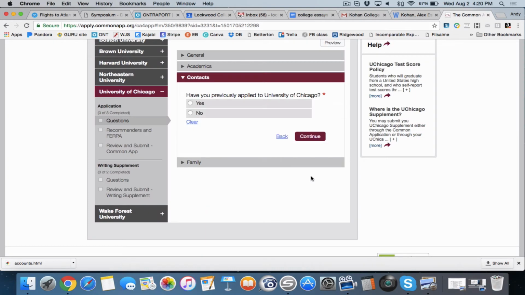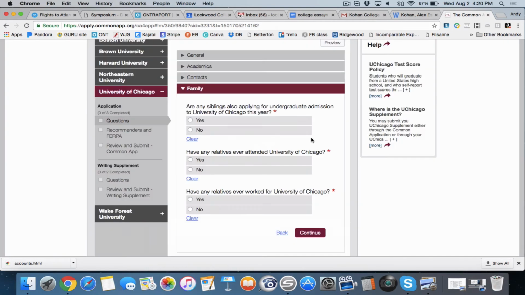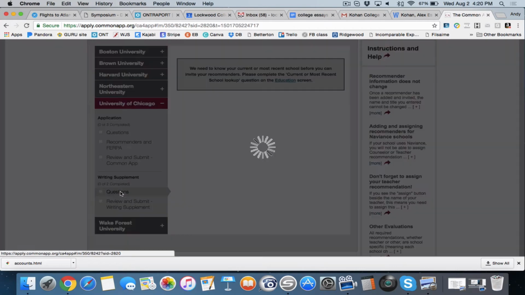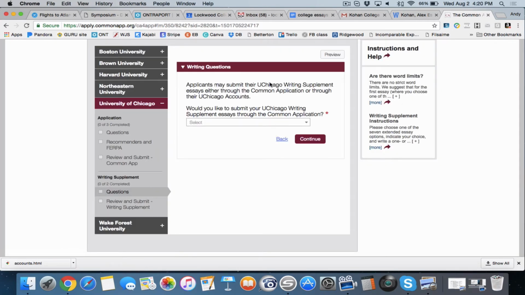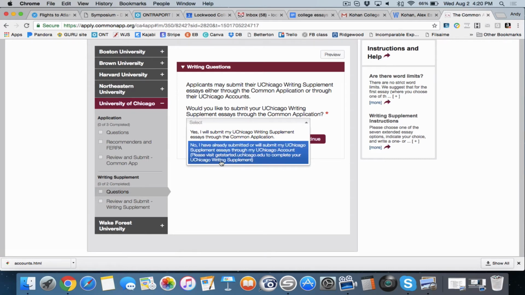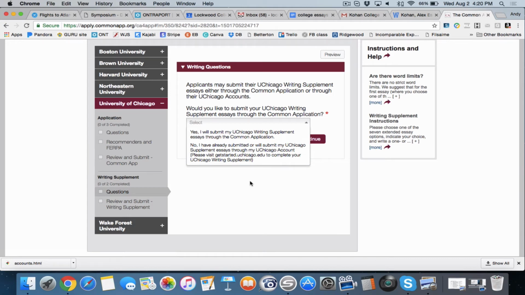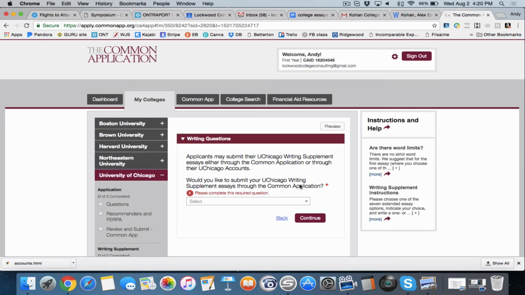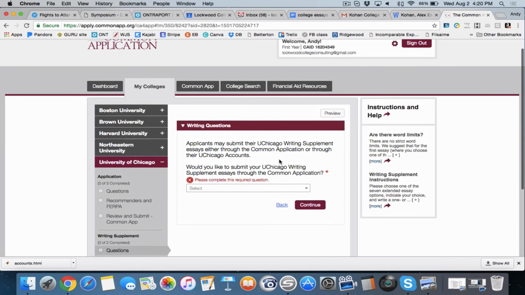But usually they're known for their really esoteric essays. There has been some talk about discontinuing those, but it looks like they might have done. So here, okay, writing supplement, questions. You may submit the writing supplement through the Common App or through their UChicago accounts. So there are other possibilities, I guess. If you go on to the UChicago, listen, not every school requires the Common App or accepts the Common App. So that's another debate, I guess, whether if a school has its own application, should you use that versus the Common App? My feeling is I don't think it really matters that much.